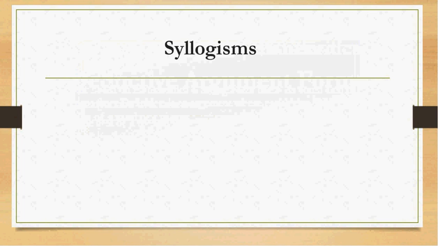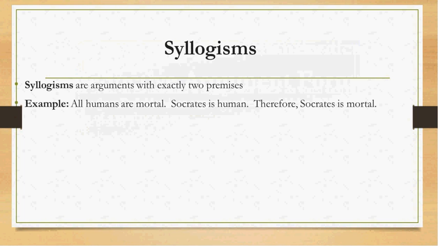Our next argument types are syllogisms. There will be 3 of these kinds of arguments. Let us begin by defining what a syllogism is. A syllogism is a very specific type of argument, and they are defined as arguments with exactly 2 premises. That means no more or no less than 2 premises. Our Socrates example, all humans are mortal, Socrates is human, therefore Socrates is mortal. That is a syllogism because that has exactly 2 premises.